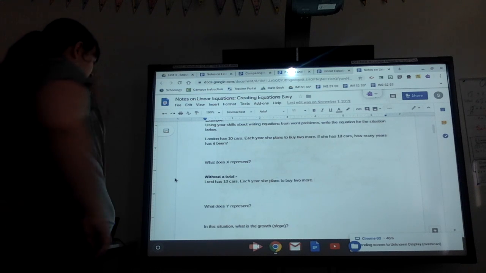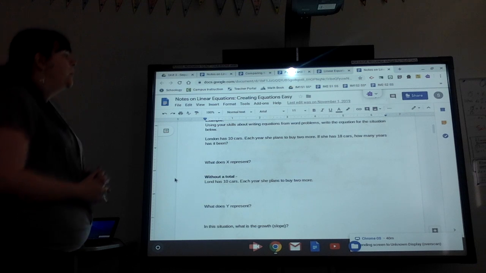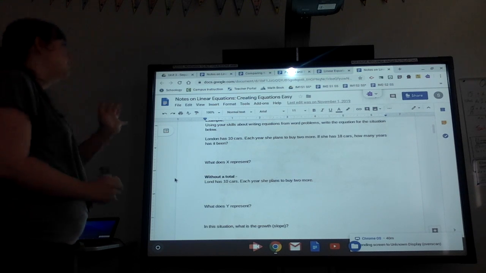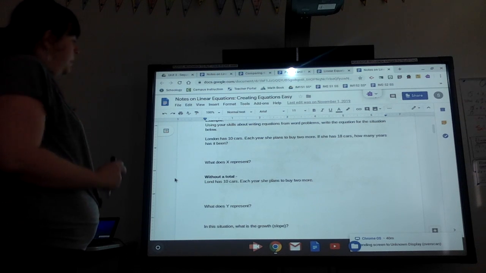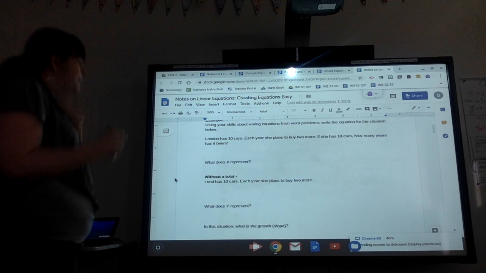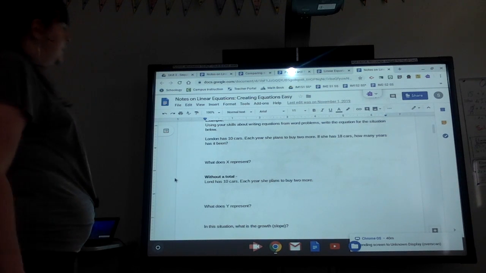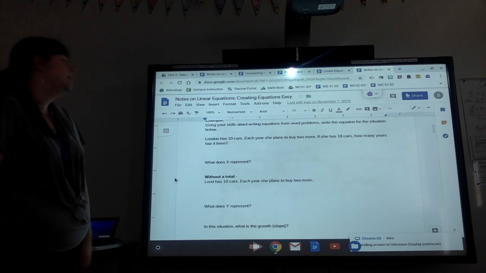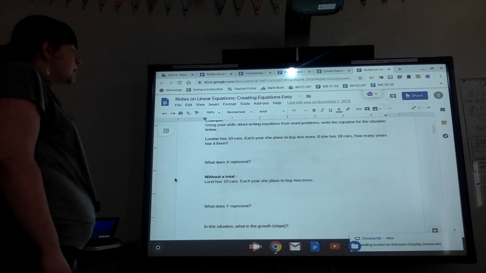All right. So let's just start working our way through this. Using your skills at writing equations from word problems, if you remember word problems from unit 1, we're going to write the equation for the situation below. So I'm not going to use my formula that I just told you. I'm just going to remember my rules from my word problems. Okay? So it says London has 10 cars. Each year she's planning on buying 2 more. If she has 18 cars, how many years has it been?